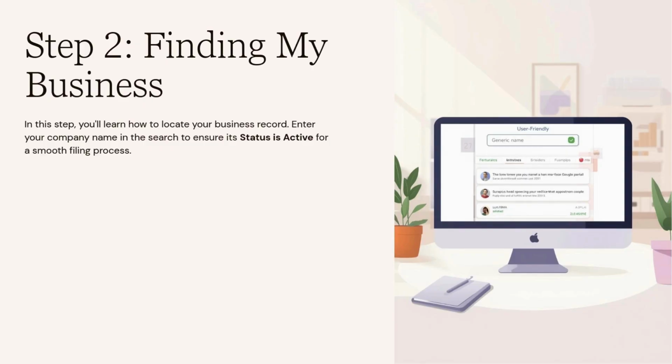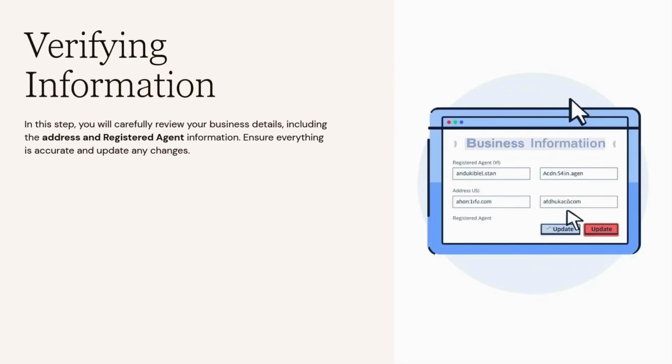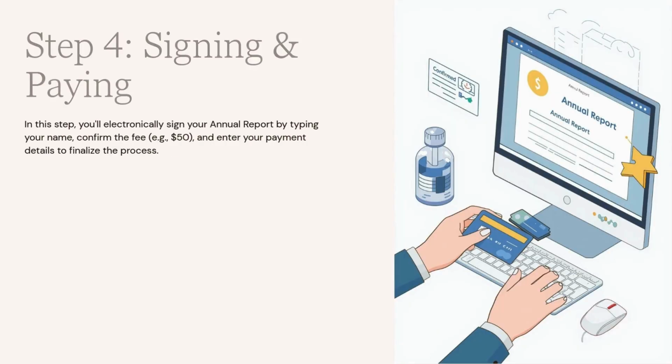When you log in, the next step is finding your business and checking whether its status is active or not. Then you should verify information about your business details, including address, registered agent information, and so on. When you have finished filling in all the information, just sign and pay. The fee depends on your state and where you registered your business. You should pay this fee.